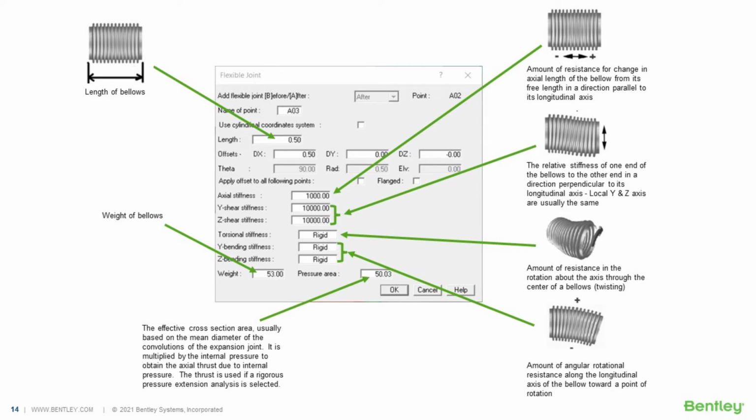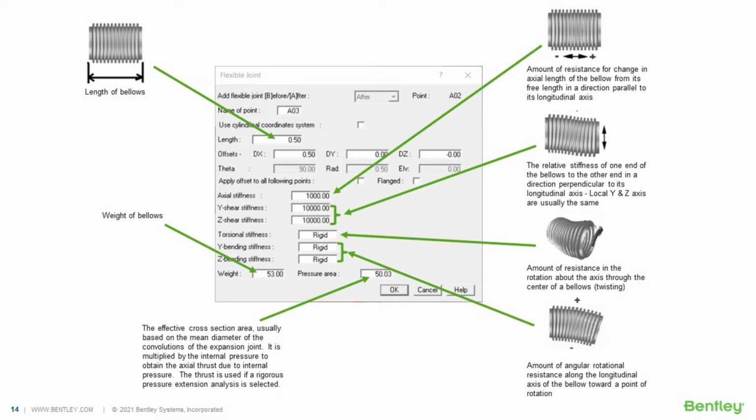This is taking a deeper look at the dialog for inputting the flexible joint components. These values are going to be specified by each manufacturer of their joints. And you do need to contact them for this information if you don't already have it. Assemblies have to be modeled by individual flexible joints in AutoPIPE.